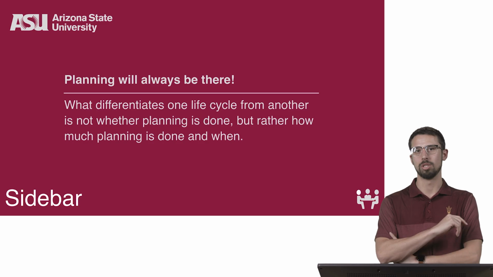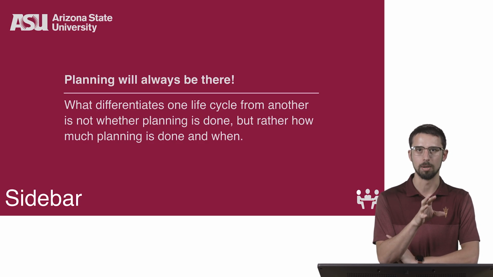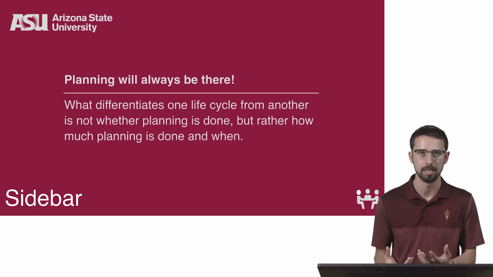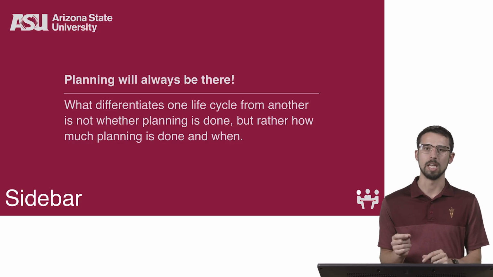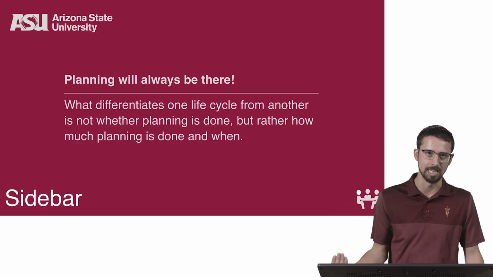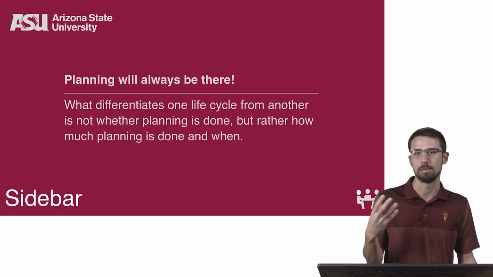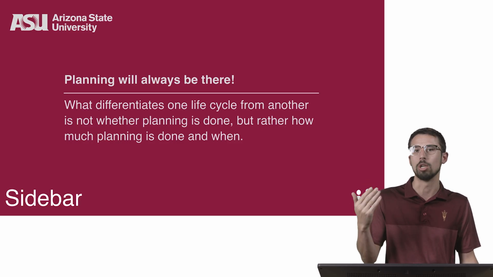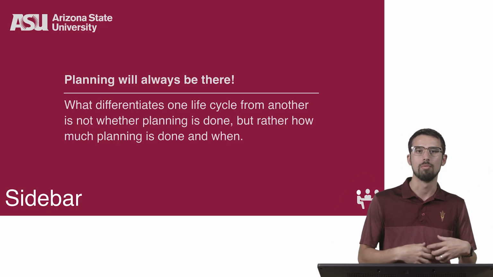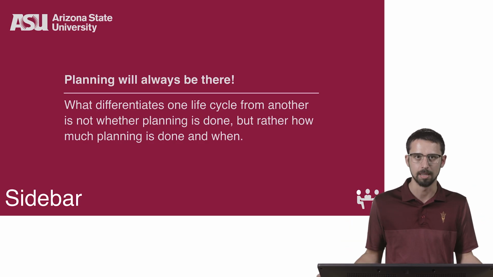Something important to note. Planning will always be there. This is a key thing to remember about life cycles, is that each of them share the same element of planning. What differentiates a life cycle is not whether planning is done, but rather how much planning is done and when it is done. In agile projects, the key difference is that the team plans and replans as more information becomes available from review of frequent deliverables. Regardless of the project lifecycle, the project requires planning.